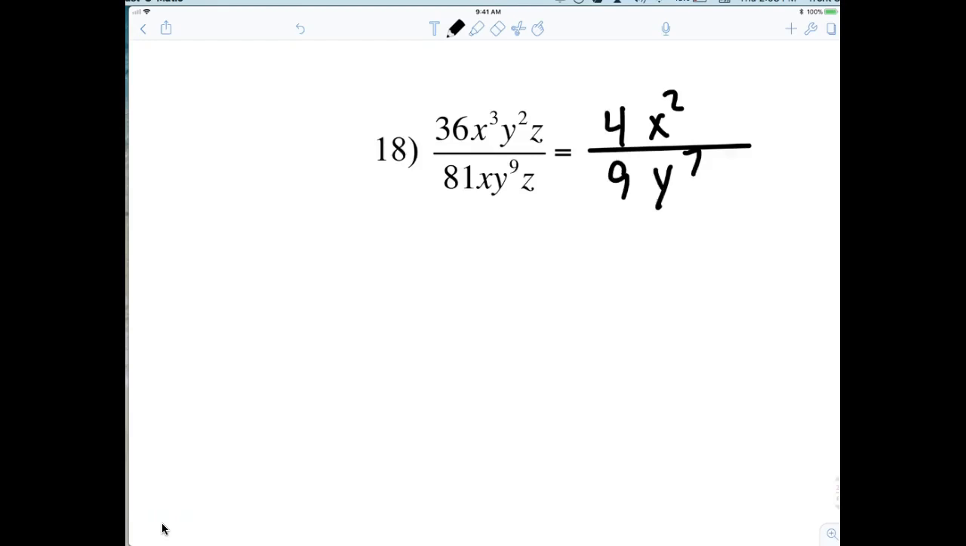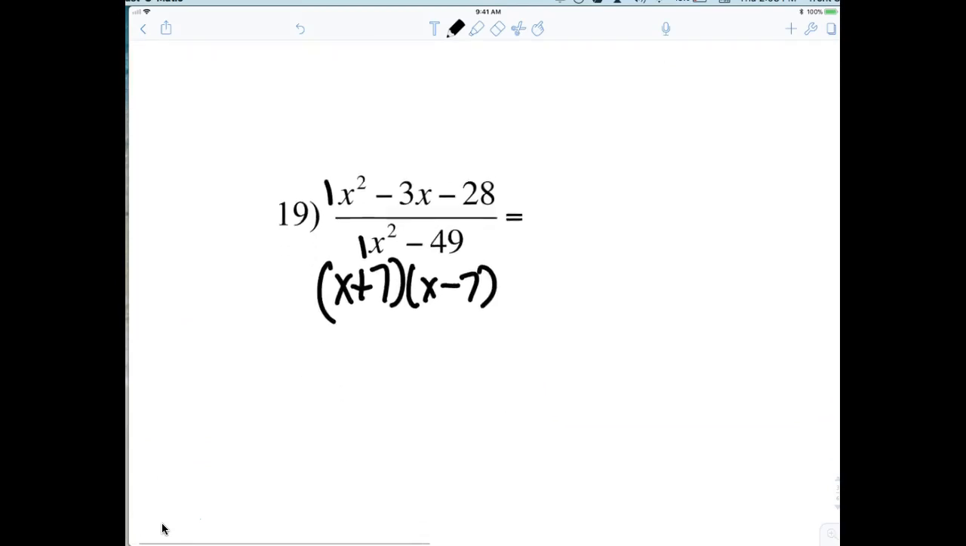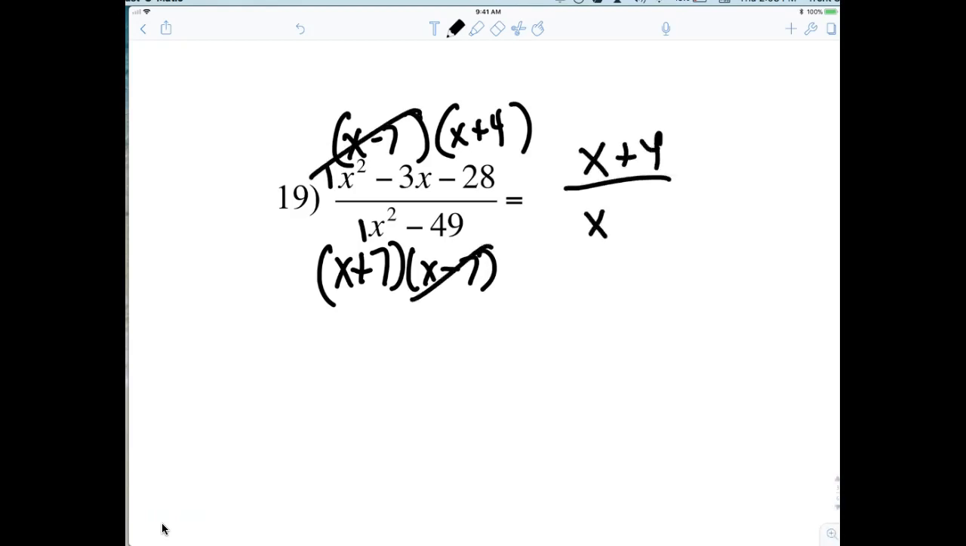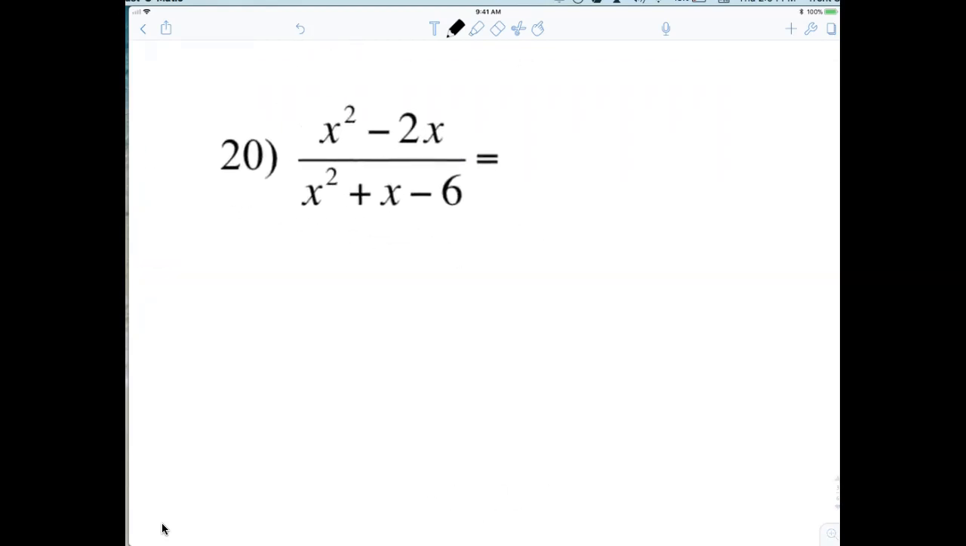All right, now let's finish up 19. So the top is probably x minus 7, x plus 4, right? The x minus 7s are gone. So x plus 4 over. Brilliant. All right, let's check out 20.